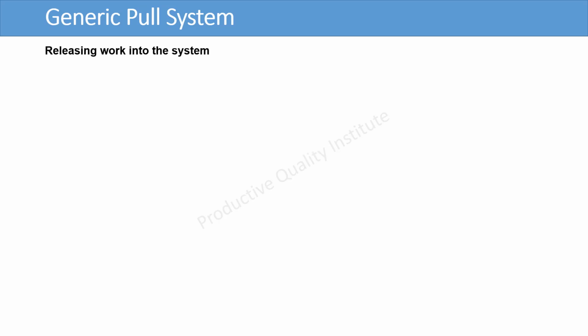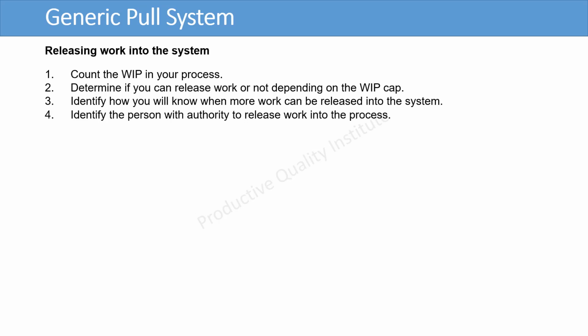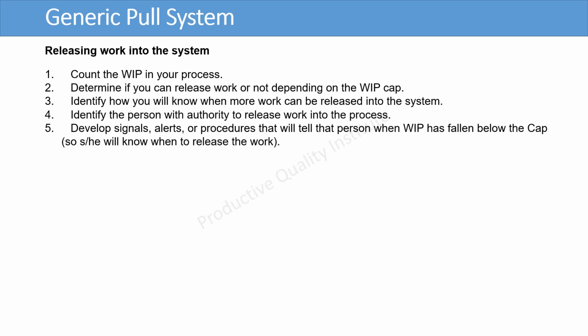The following steps should be done to release the work into the system. Count the WIP in your process. Determine if you can release work or not depending on the WIP cap. Identify how you will know when more work can be released into the system. Identify the person with authority to release work into the process. Develop signals, alerts, or procedures that will tell that person when WIP has fallen below the cap, so she or he will know when to release the work.